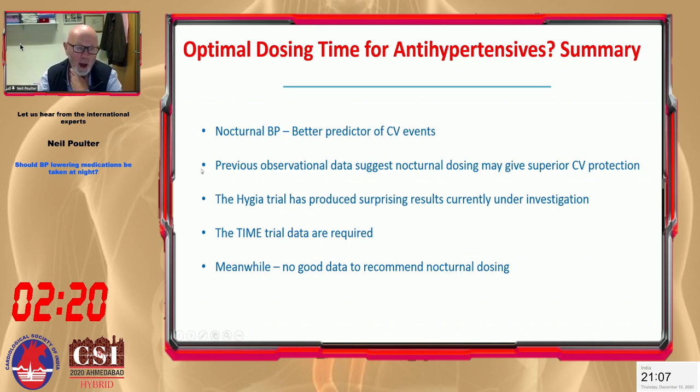What we do have is the TIME trial in progress. That's got 23,000 people properly randomized. And as the independent chair of this trial, I asked the data safety monitoring.